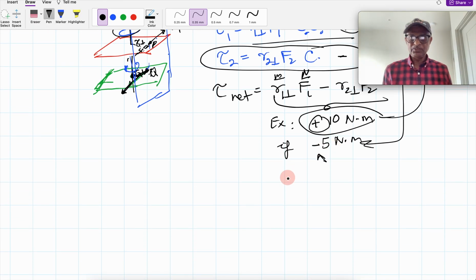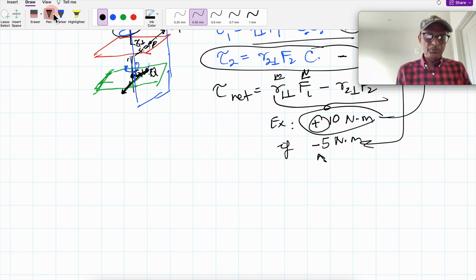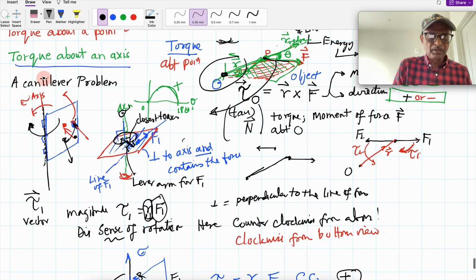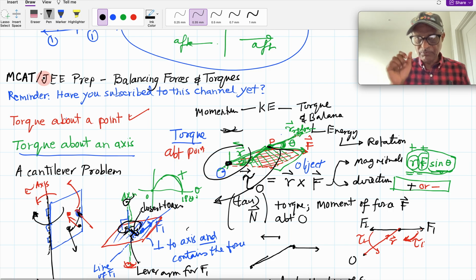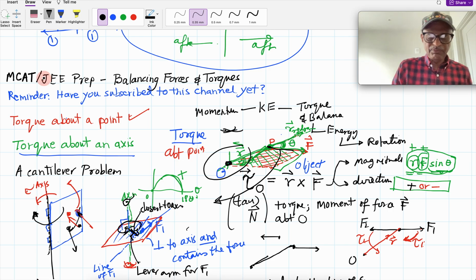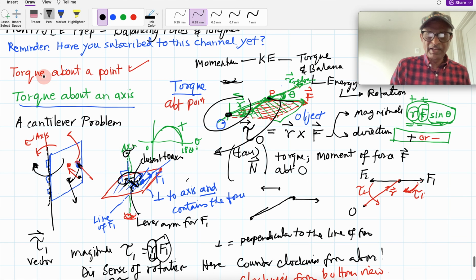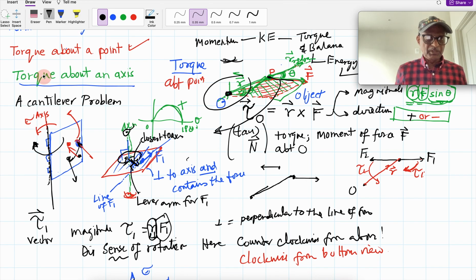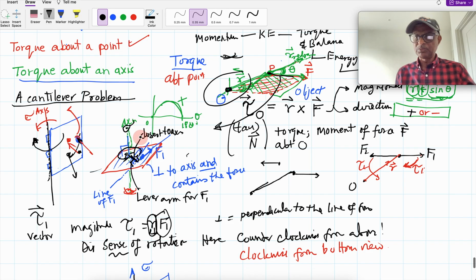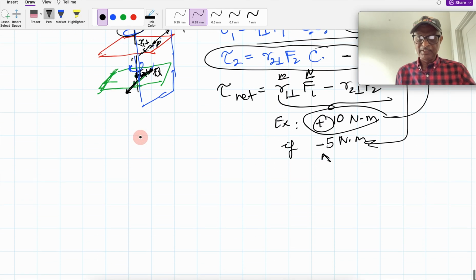So these are torques. I wanted to make sure that you understand torque. Be very clear on the definition of torque. A lot of people don't get the definition right, and that's half the battle. So I'm going to do a simple cantilever problem. In the future, we're going to do ladder and other kinds of problems, but today I'm going to do just a cantilever problem.